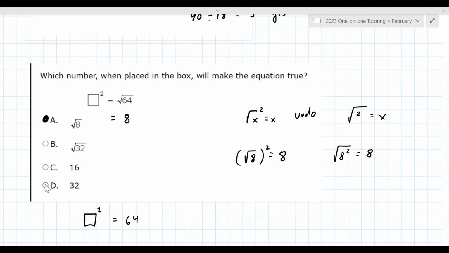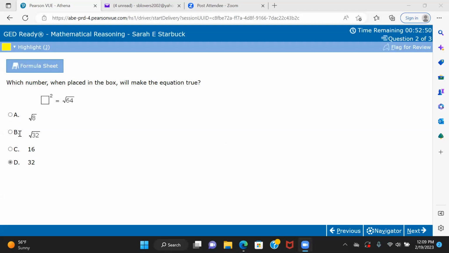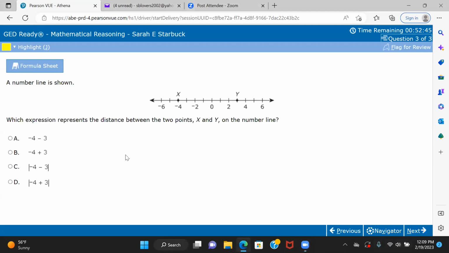So I'll share screen. It's going to be 8. -4 and 3. See, I don't understand the line thing.